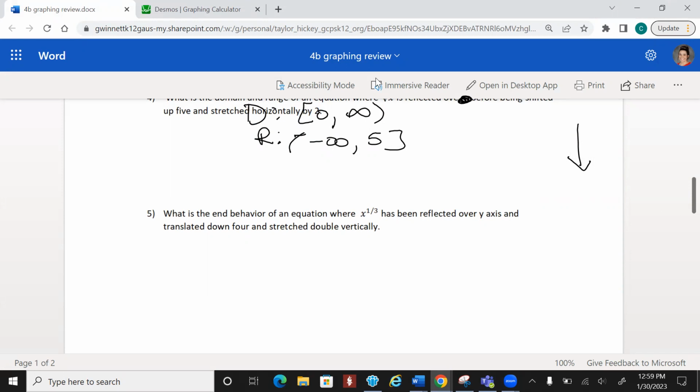All right, so I want you to go ahead and take a look at the next one. But one thing you're going to notice, this x to the 1/3. What's another way of saying x to the 1/3? The cubic root of x. So can you take a moment? Can you write the equation for number 5? And then we're going to talk about the end behavior.